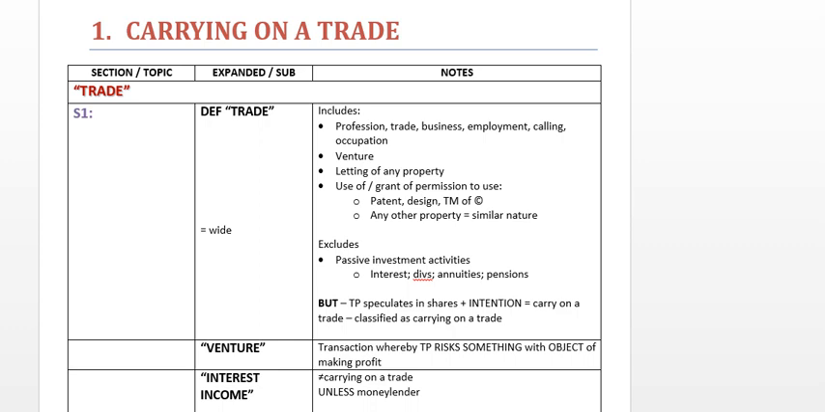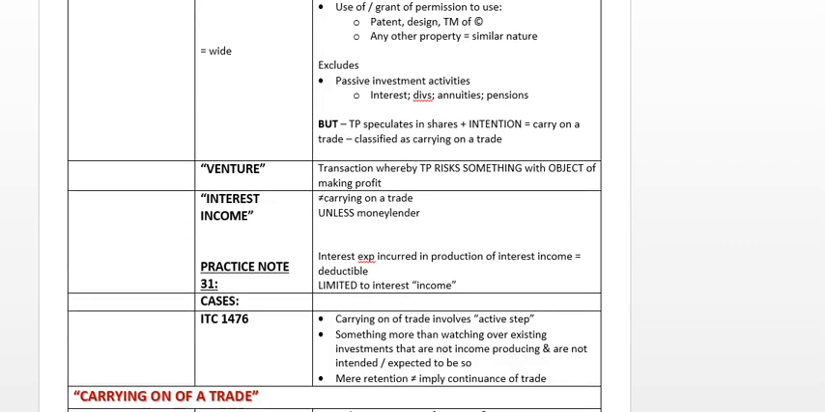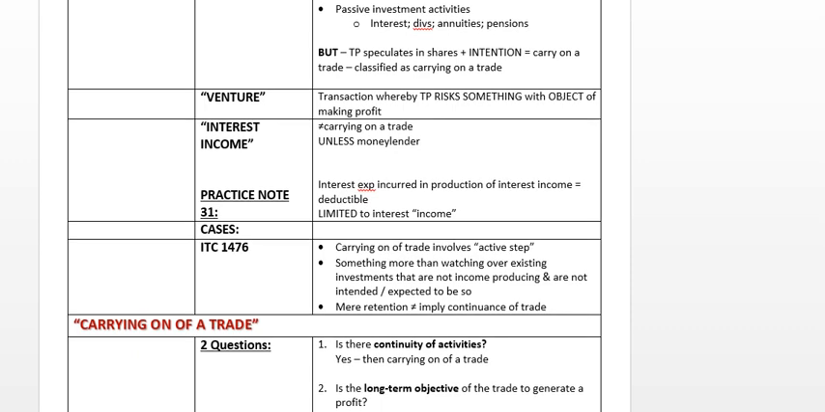So in other words, just your investment you make on the sideline, that's not a deduction because it's not part of carrying on a trade to make an income for you, unless you have an intention to buy shares or to speculate in shares. So then that will be carrying on a trade. So it's classified as a trade. So venture, so transactions whereby a taxpayer risks something with the object of making a profit. So that's a venture.